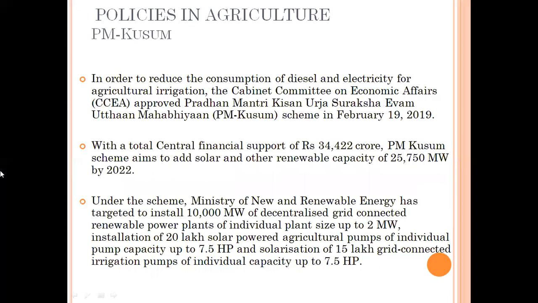And the last and very recent one is PM-KUSUM. We know that diesel and petrol prices are increasing very high. Electricity prices are also very high. For irrigation purposes, mainly our farmers use diesel and electricity. So seeing this condition, the Cabinet Committee on Economic Affairs approved the Pradhan Mantri Kisan Urja Suraksha Evam Utthan Mahabhiyan scheme, short as PM-KUSUM scheme, on February 19, 2019.